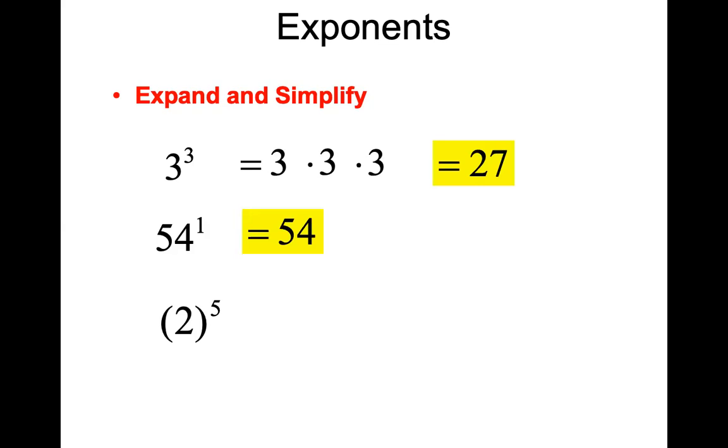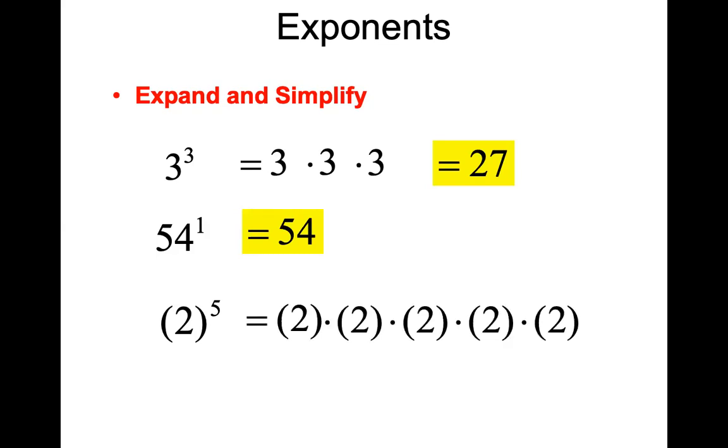5 to the fourth is just 5 written 4 times. 54 to the first is written as 54, 54 written one time. And in parentheses, 2 to the fifth is, well, I need 5 2s. 2 times 2 is 4, times 2 is 8, times 2 is 16, times 2 is 32.